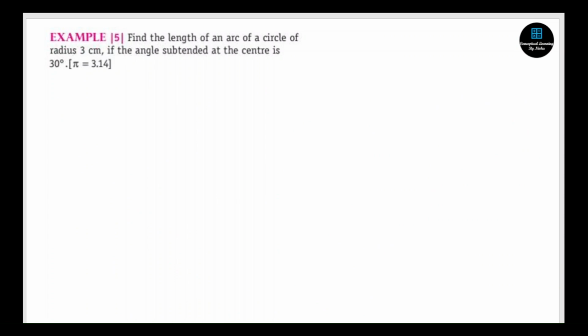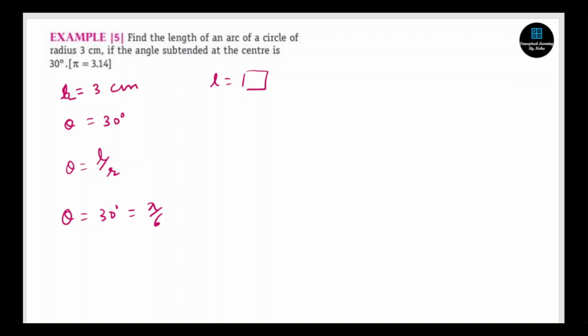Now we have a question where the length of the arc is given, right? This is 3 centimeters, the radius r. The angle subtended is given as 30 degrees, and we have to find L, the length of the arc. So we know that theta is equal to L over r, right? So L is nothing but theta times r, where theta is in radians. Theta is 30 degrees, which is nothing but pi by 6 radian.